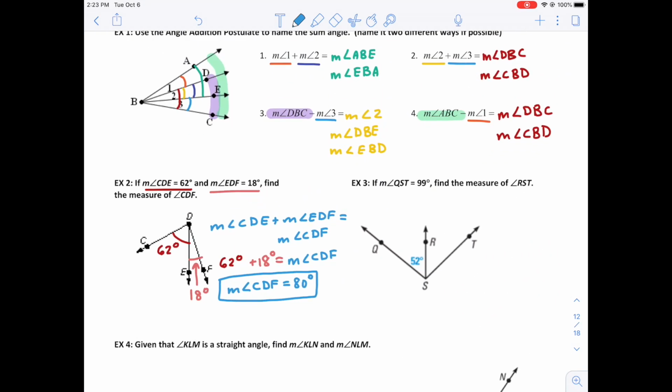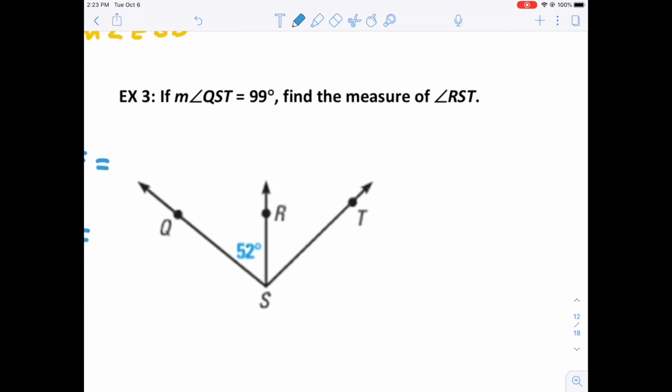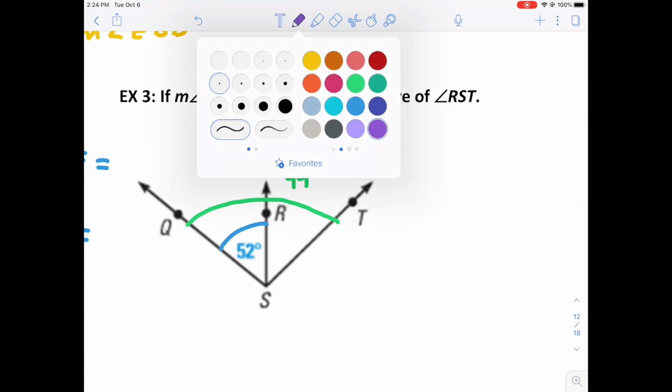Example 3. Again, let's go through and label everything. So if measure of angle QST, let's be really careful on this. I'm going from Q to S to T. Okay, so that's going to be the entire combination. So I have 2 parts. They've added up to QST, which is 99 degrees. Find the measure of angle RST. So I'm given the entire measurement. I'm given a part, 52 degrees, and I need to solve for another part.